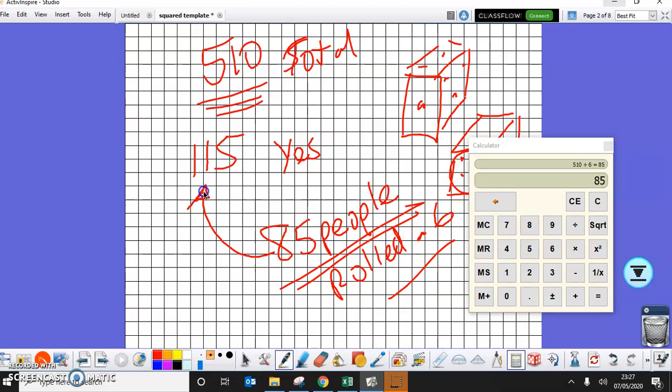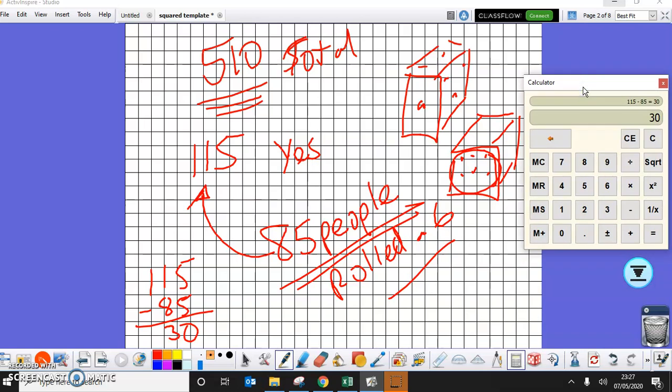So what I'm going to do is take away from the ones that answered yes. I'm going to do 115, take away my 85, which is going to give me 30. So, 30 people we are suggesting answered yes. Now, 85 people rolled a 6, so a 1 in 6 chance. So we're going to take those 85 people away from the 510. So 510 take away 85 gives me 425.